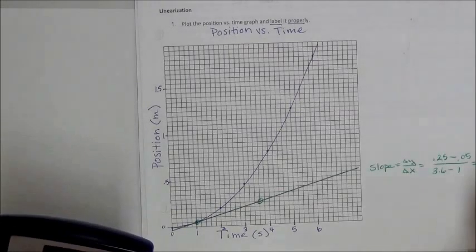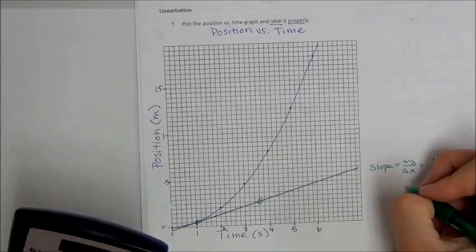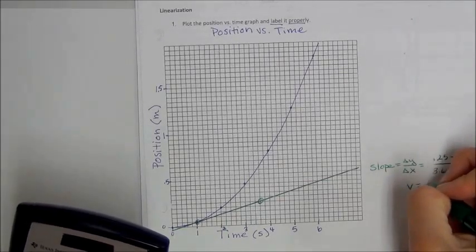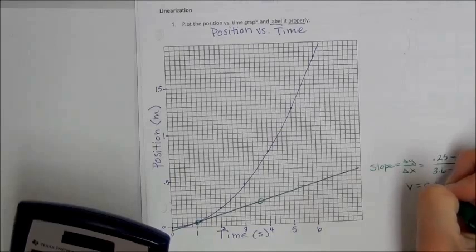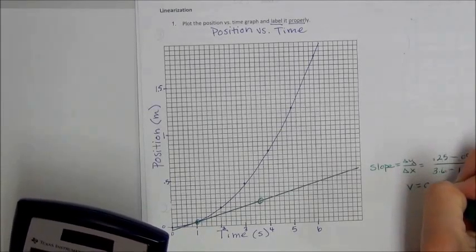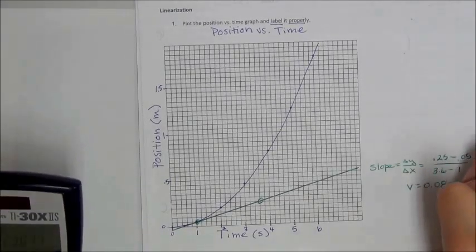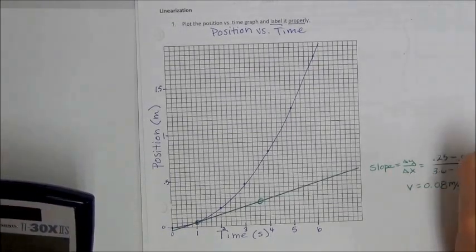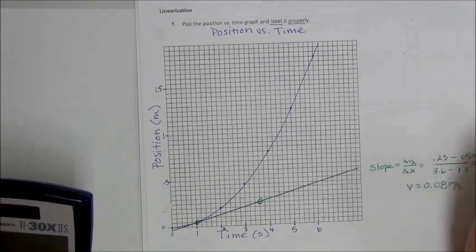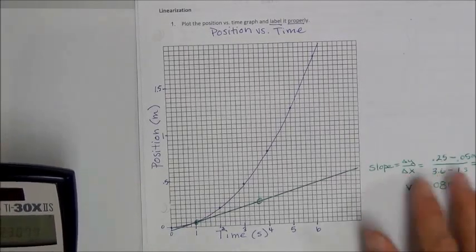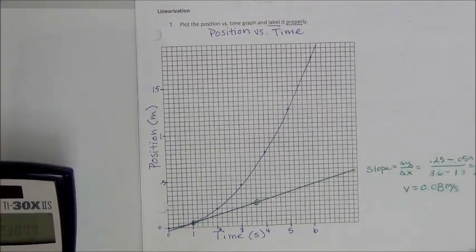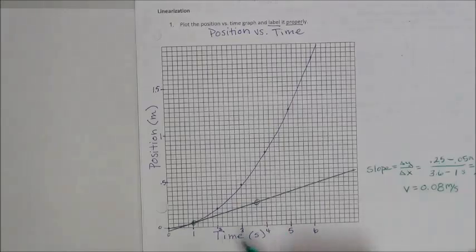that my slope or my velocity is equal to 0.076, so we'll do 0.08 meters per second. These are both in meters and these are both in seconds. All right. So that's my velocity at 1 second.